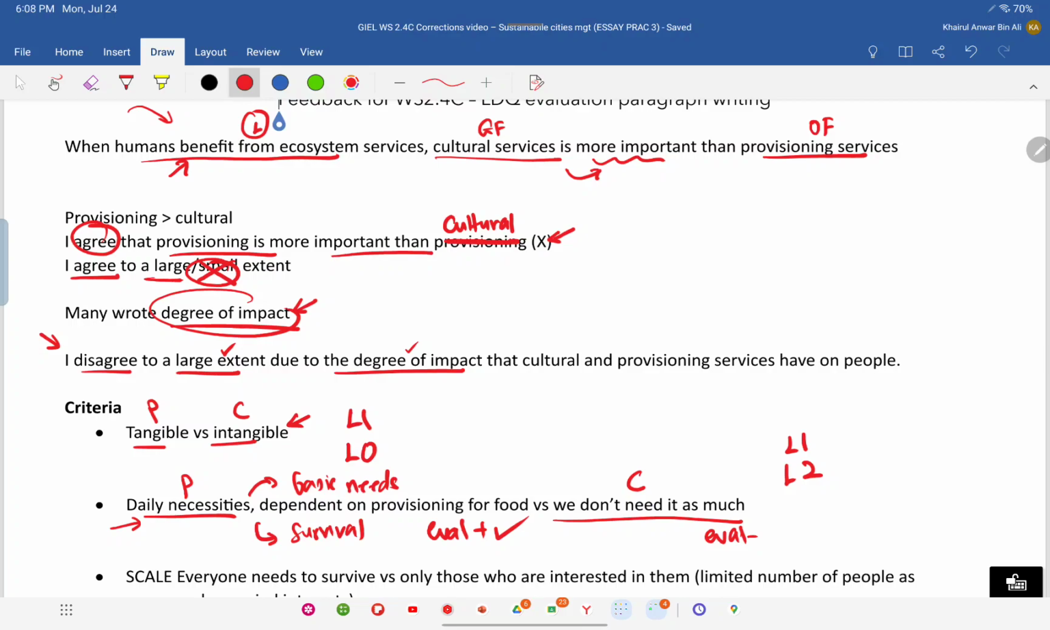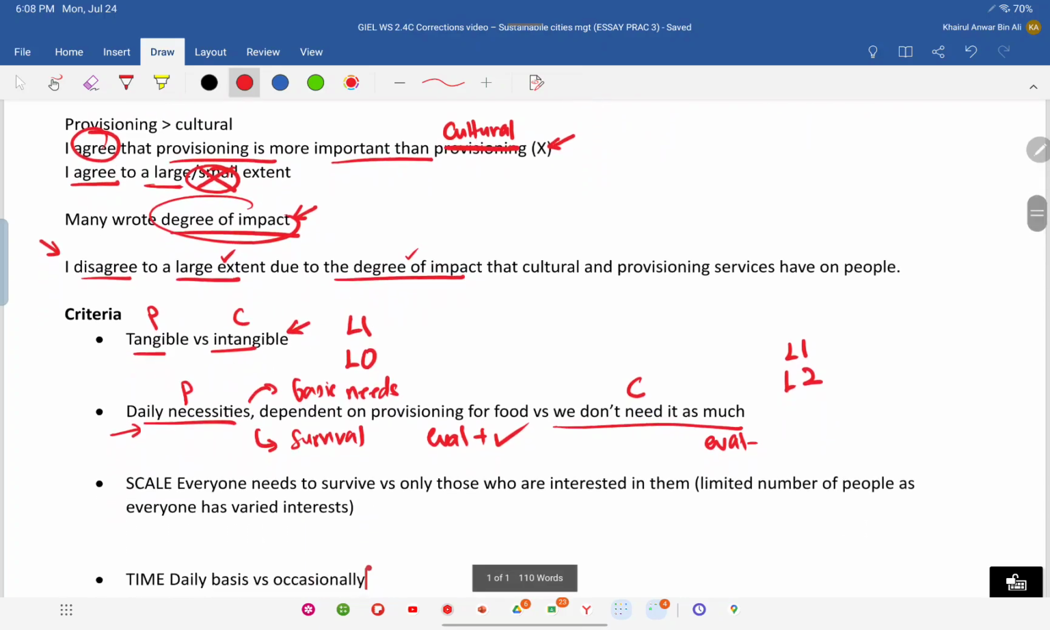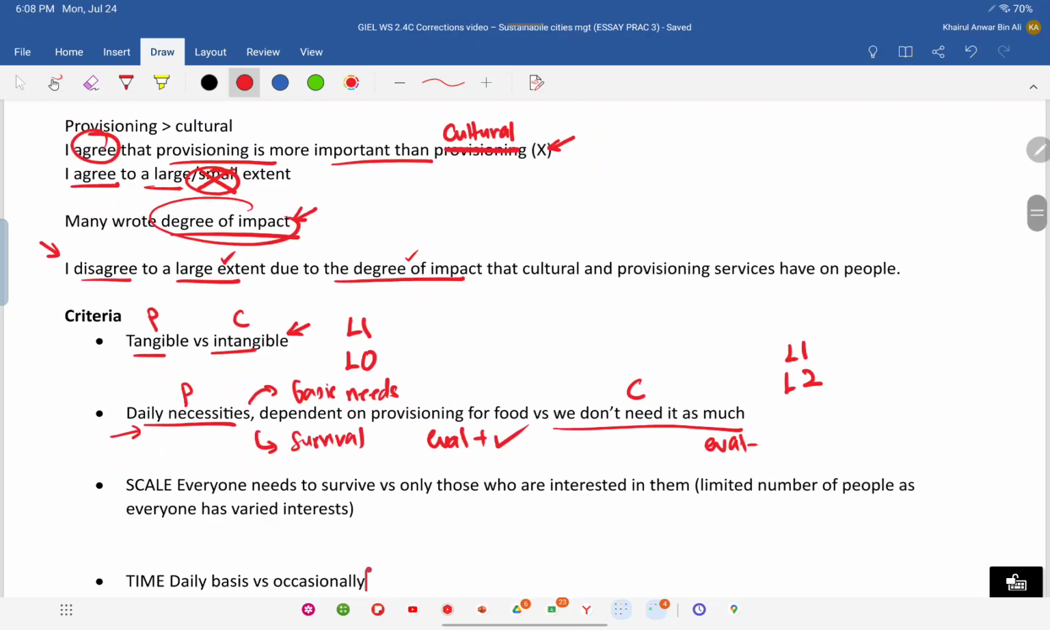I think some of you may even be able to get level 3 if you're able to bring in more criteria, because like I said, it doesn't necessarily mean you can only use one criteria. Some of you used more than one. So that's why you also managed to get up to level 3, because these are the two that I thought were fantastically well argued. Yeah, I don't want to talk about scale yet.